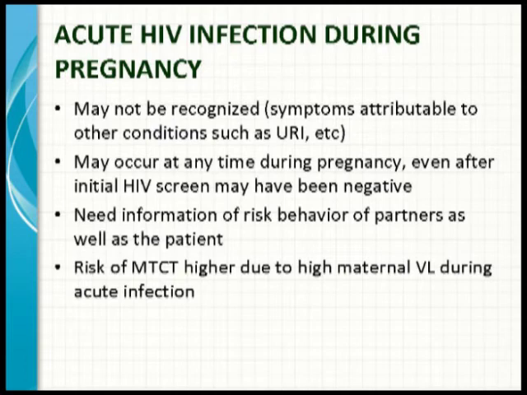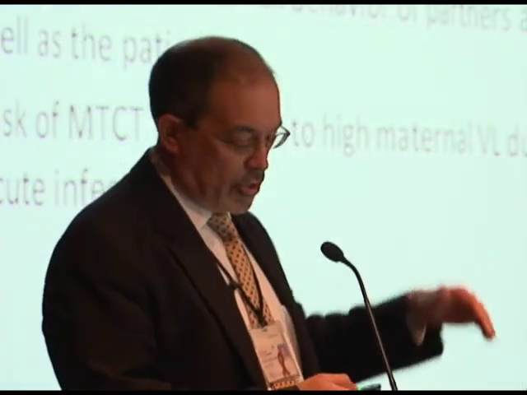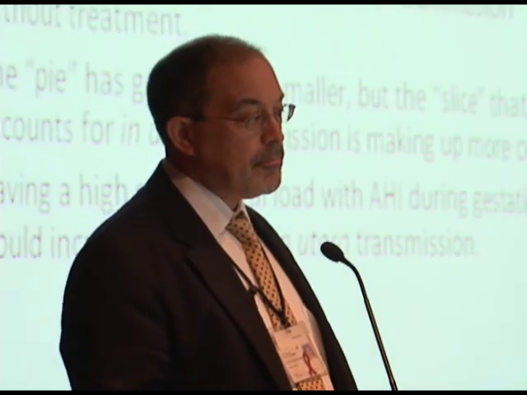Now, our patient was pregnant, so the symptoms could be attributable to other things, URIs, etc., of an acute retroviral syndrome. It could occur anytime during pregnancy, even after their initial screening is negative. So this is one of the issues for residual mother-to-child transmission, where a person screened negative and they didn't get that 3rd trimester screening, which is required. And of course, this is a time of very high risk of mother-to-child transmission because the viral load is so high in the maternal blood.